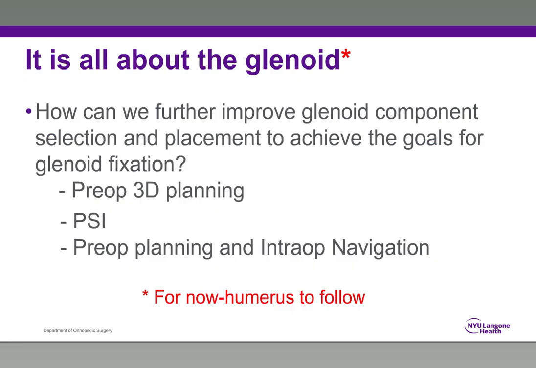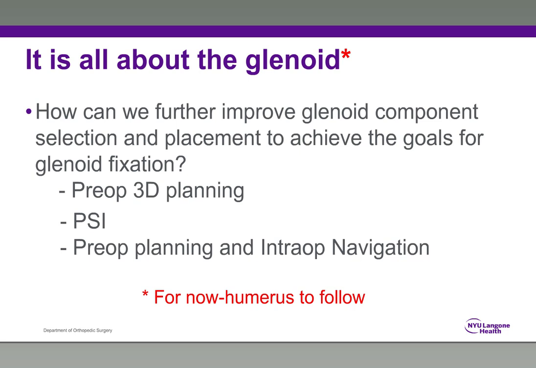So to me, shoulder arthroplasty is really all about the glenoid. And anything I can do to improve glenoid component selection and placement will allow me to achieve the goals of a successful outcome. Because if you understand glenoid anatomy and can reproduce the anatomy, glenoid fixation will probably be enhanced, which will have an impact on long-term survival.